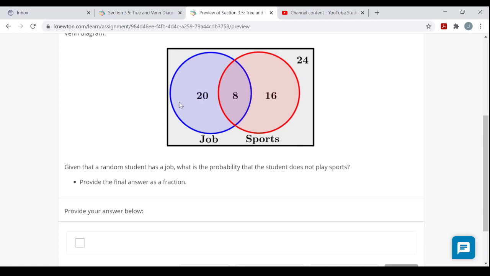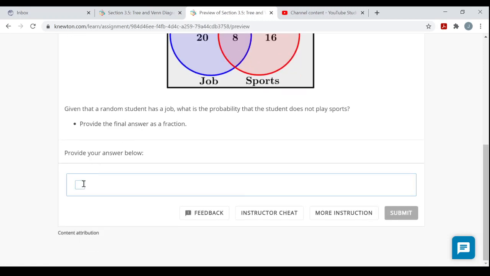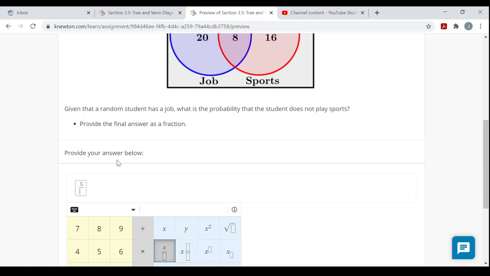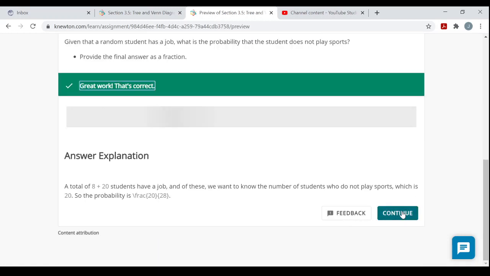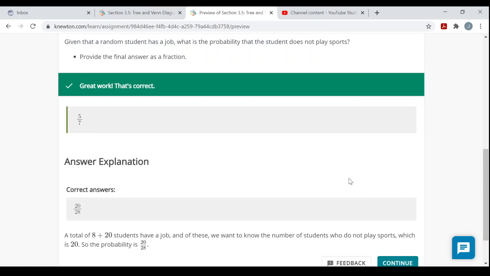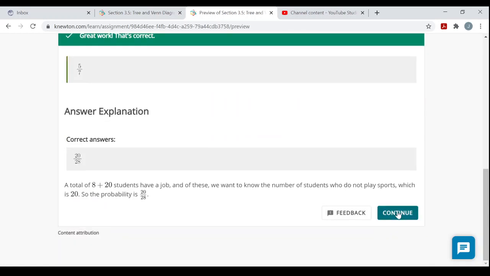Of these 28 students that have a job, you see that 20 of them don't play sports. So that's 20 out of 28, which reduces to 5/7, right? 10/14, 5/7. If I enter it as a fraction, the final answer is a fraction. It might take 20 out of 28, but I reduced it to 5/7. And again, you saw me do a problem like that already earlier on paper.